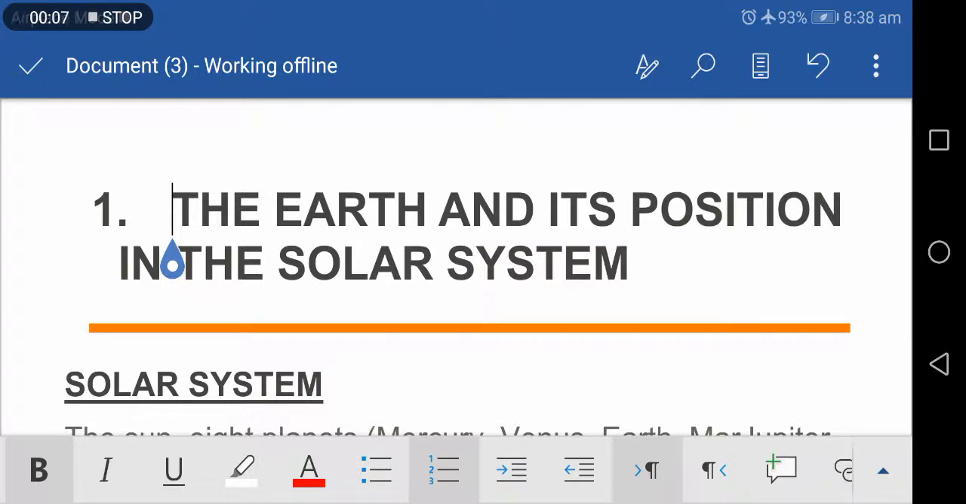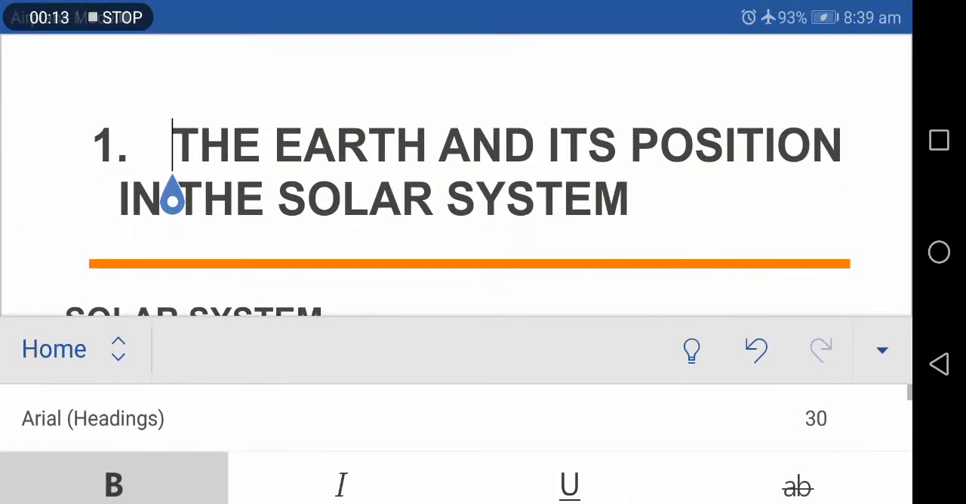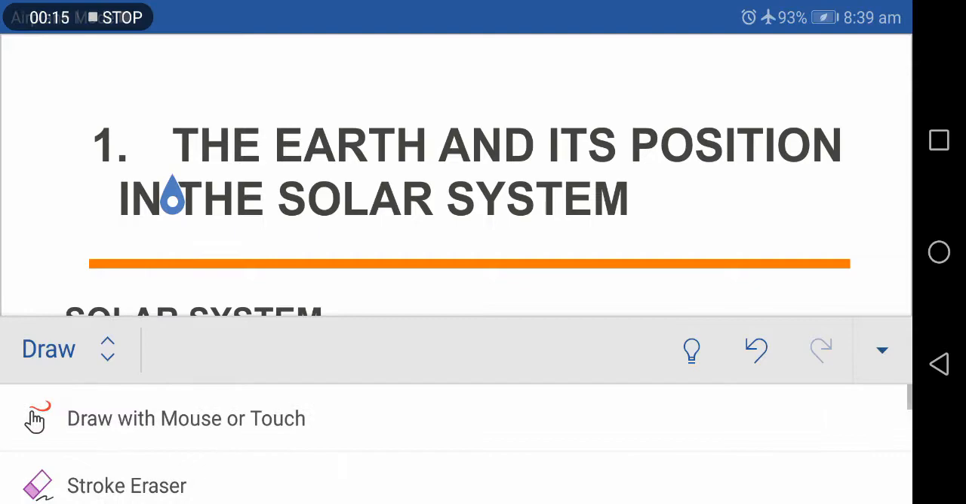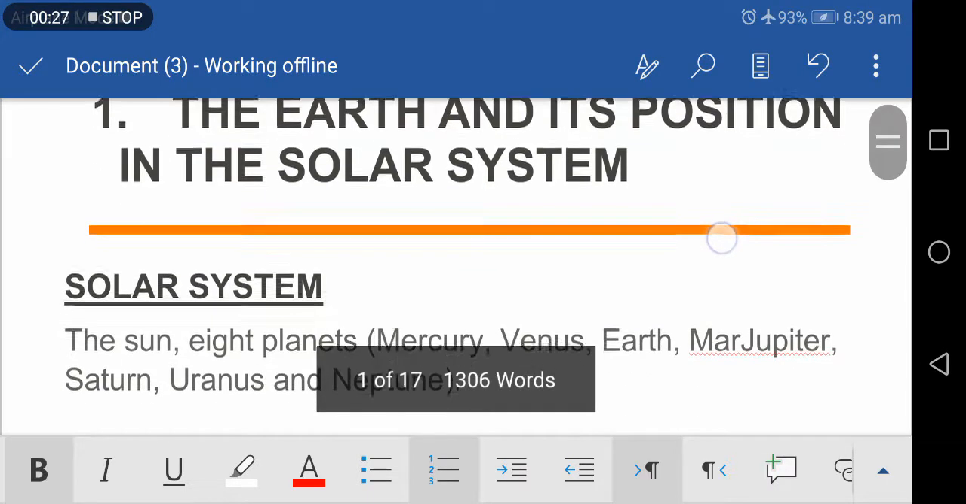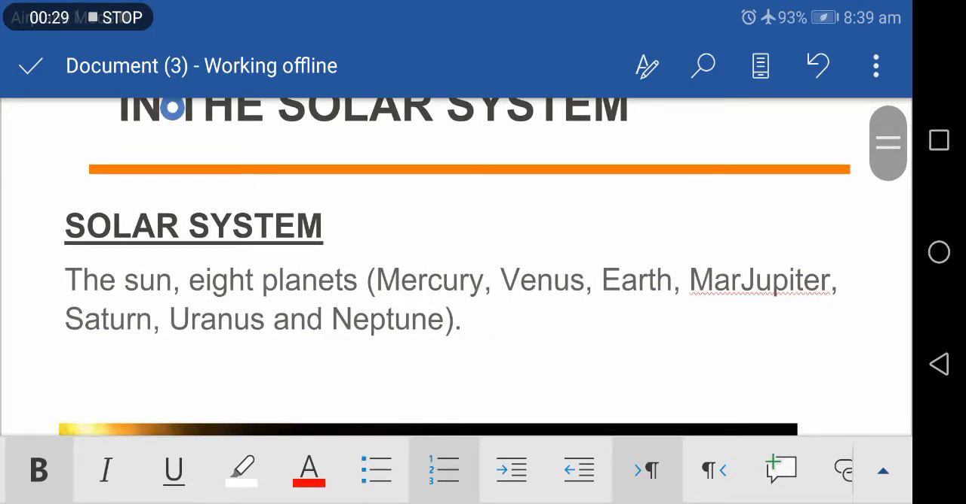Today's topic is the Earth and its position in the solar system. Everyone knows the solar system, right? It is the easiest subject, and we studied it in school days also. It is a very easy topic in geography. So first we will see the solar system.